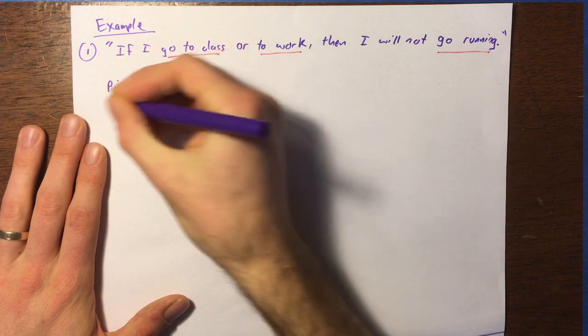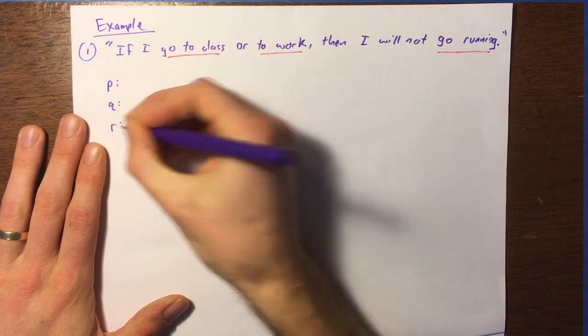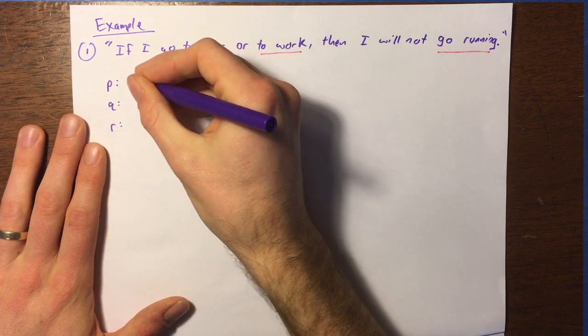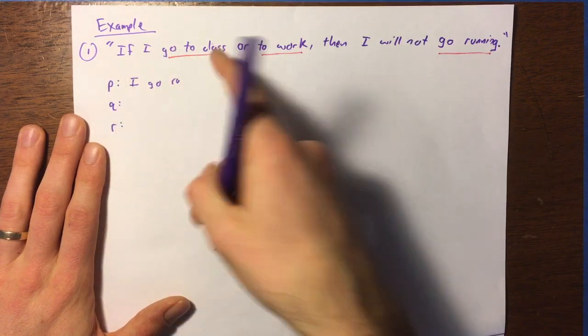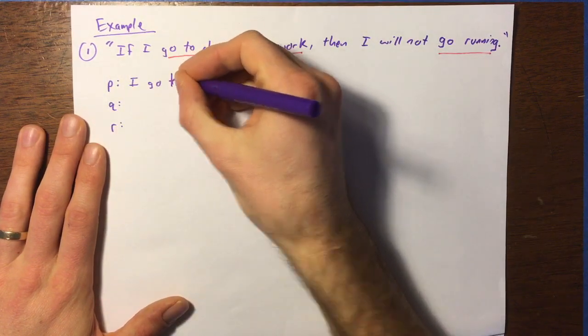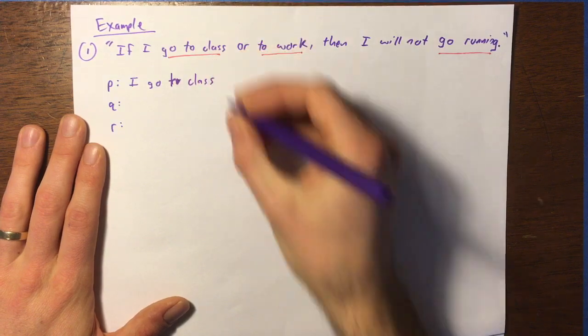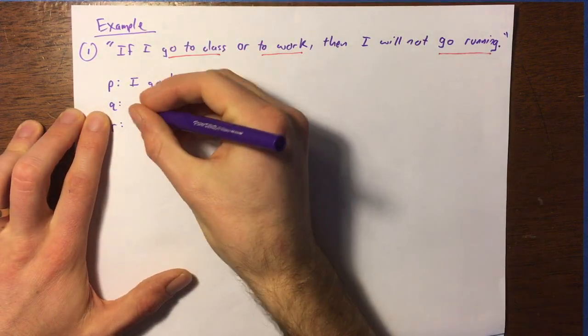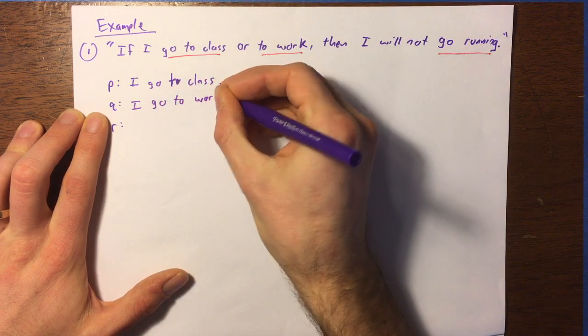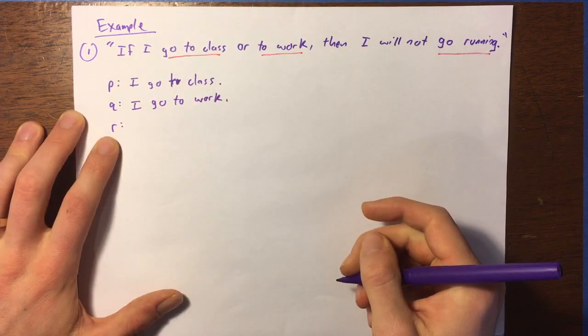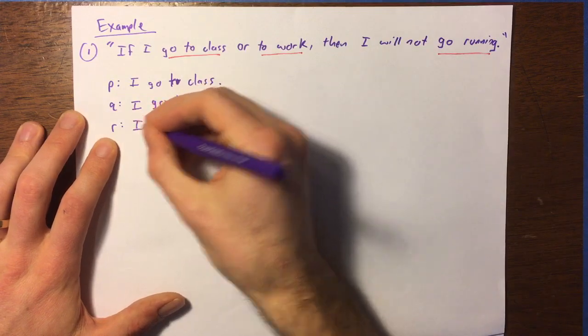So let's write down our variables. I'm going to name them P, Q, and R. P is going to represent the statement I go to class. Q will represent the next one, which is I go to work. And then R is going to be the next one, which is I go running.